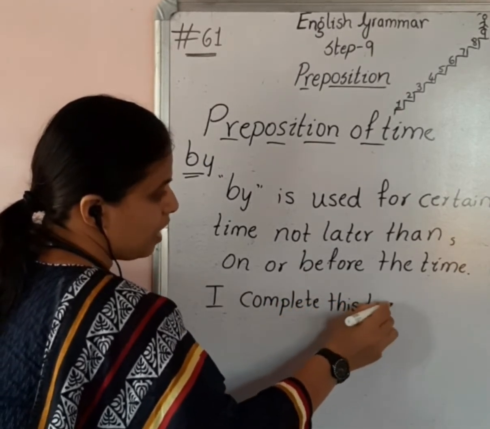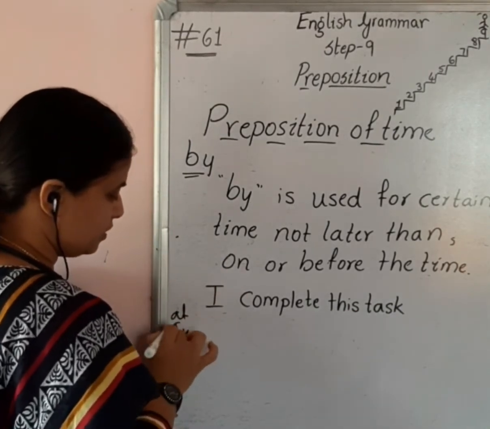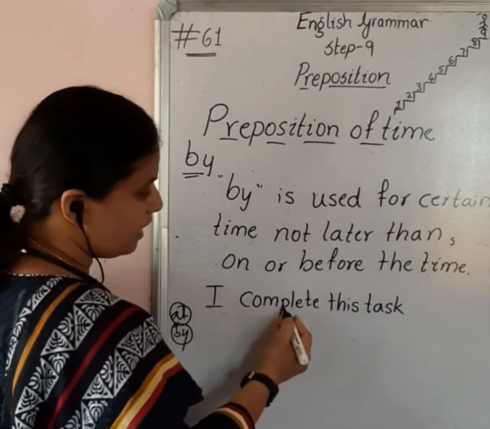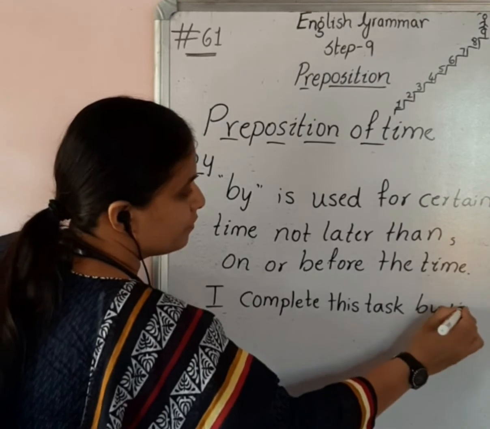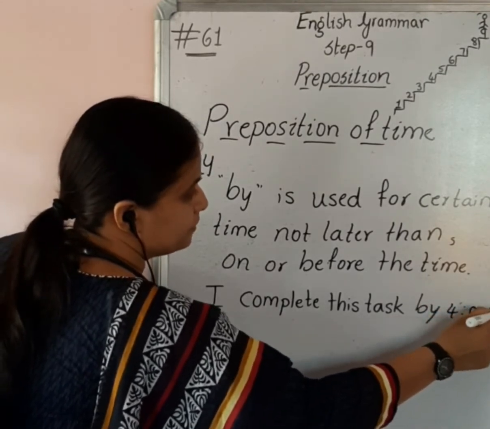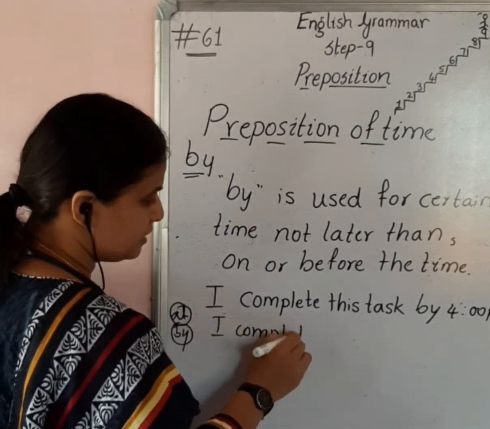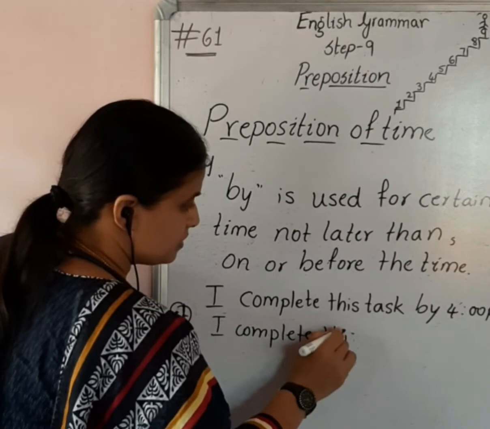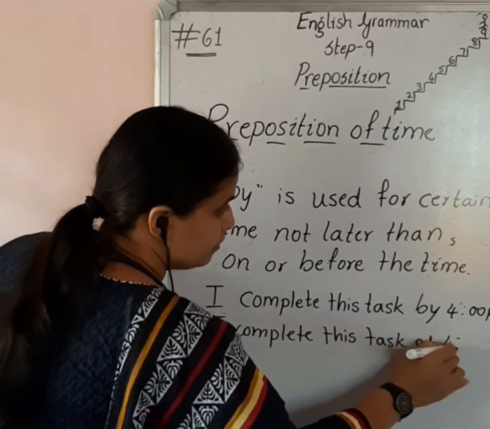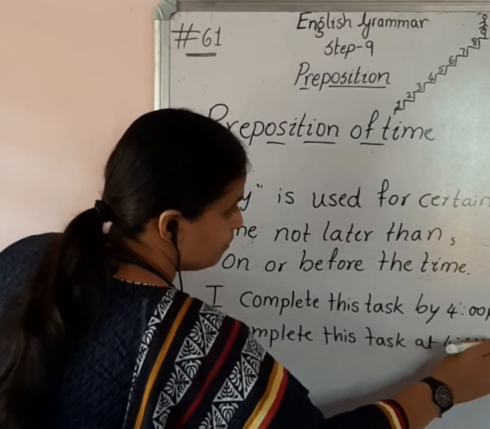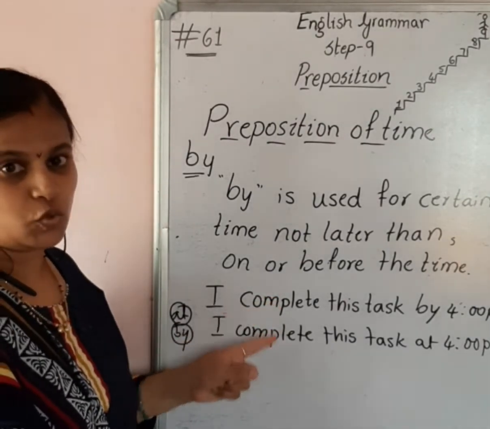For example, I complete this task by 4 p.m. I'll show you the difference between this at and by. Okay. So here I'll write again. I complete this task at 4 p.m. So you can just have a look over the difference between these two sentences.